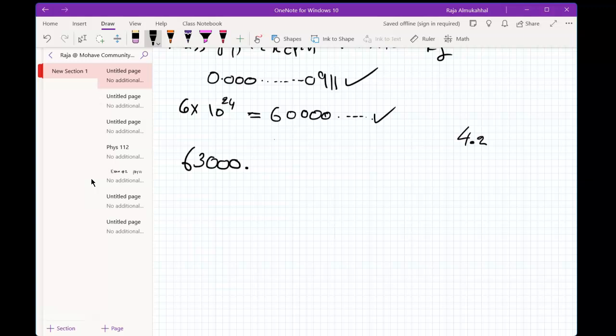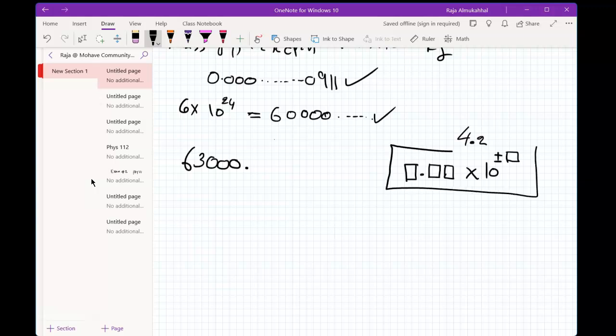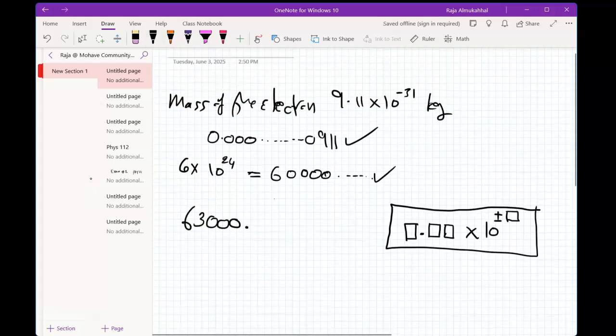I forgot to mention something. Scientific notation looks something like this. You have a number, a decimal point, and then probably two numbers, mostly, multiplied by 10 to the power of plus or minus a number, or maybe a two-digit number. This is what scientific notation looks like. Mostly, not always, but most of the time it takes up this form. For example, compare this with the mass of the electron. See, 9.11, which is right here.